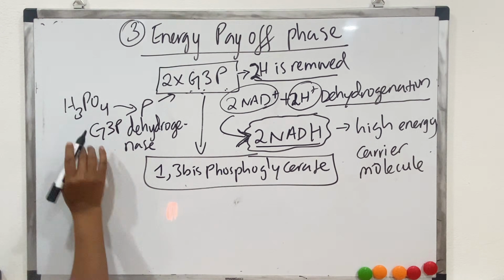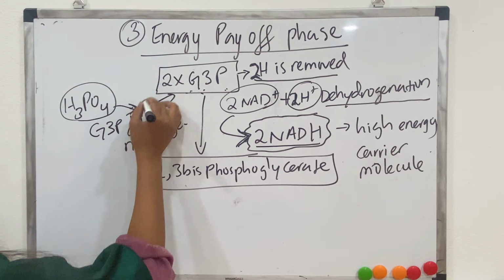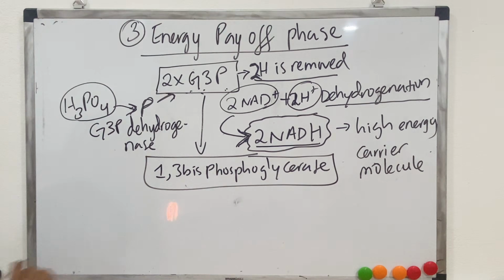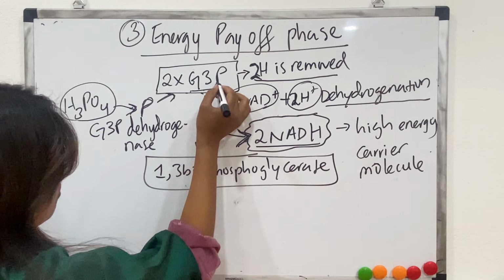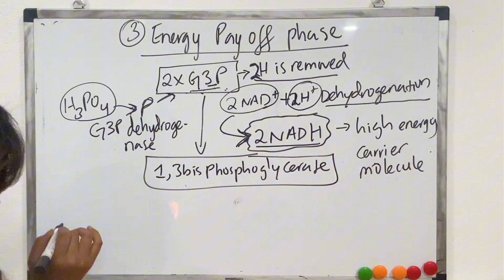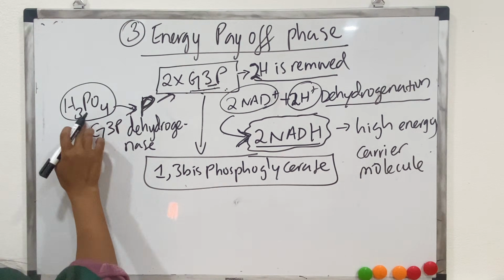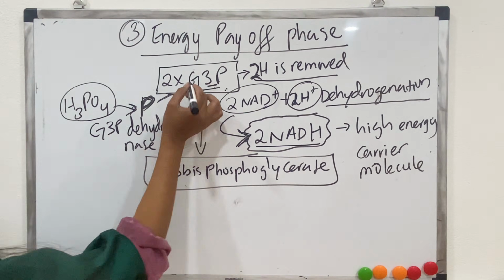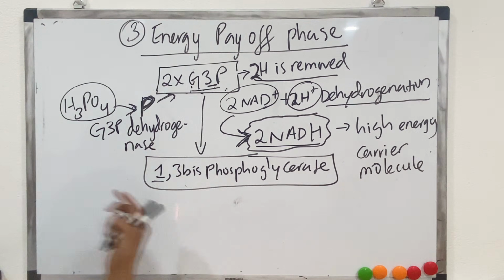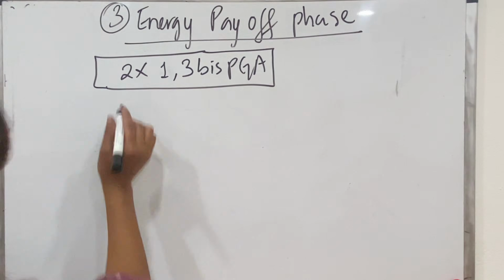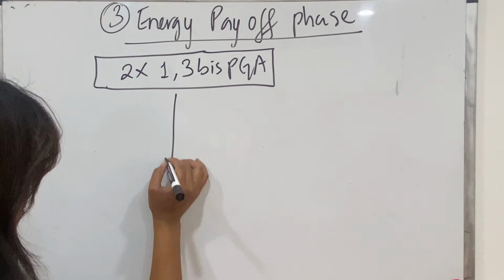Remember, there is also phosphorylation taking place here, and the phosphate, we obtain it from H3PO4. The phosphate gets added onto G3P. There is already 1 phosphate attached onto the 3rd carbon of G3P. And when another phosphate gets added onto G3P, it gets attached onto the 1st carbon, which results in the generation of 1,3-bis-PGA.